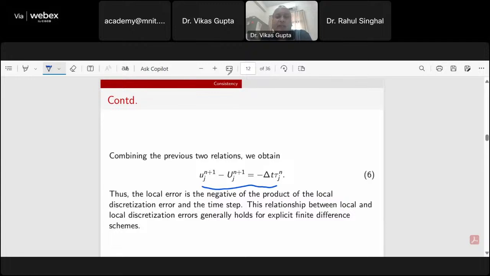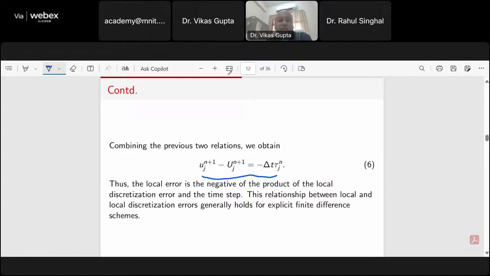And here one can notice that the local error is defined by the negative of the truncation error multiplied by the time step delta t. So in this relationship between local error and local discretization error, tau jn is the local discretization error, and Ujn plus 1 minus capital Ujn plus 1 is the local error. This relationship between local error and local discretization error generally holds for explicit finite difference schemes.